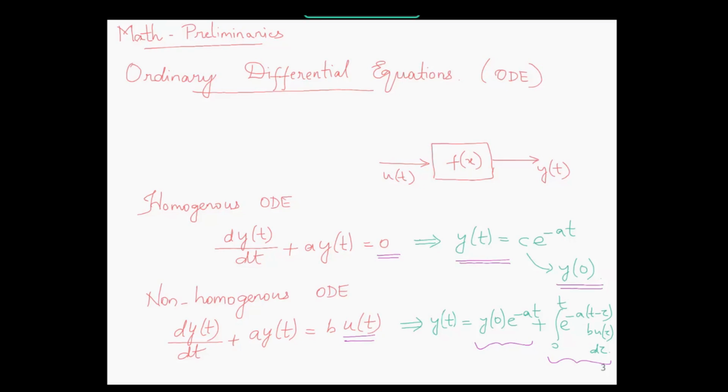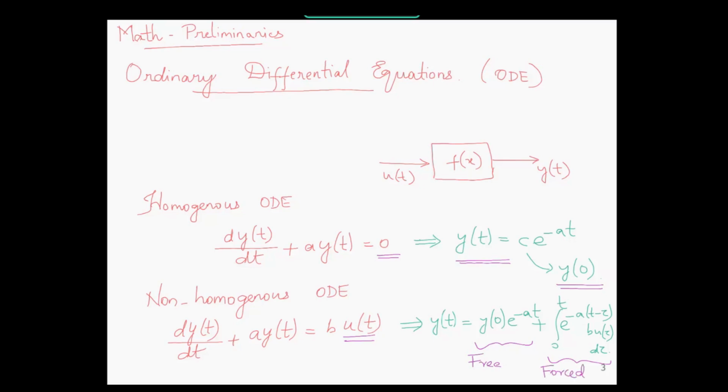And in case of a first order inhomogeneous or non-homogeneous ordinary differential equation, we have the first part due to the initial condition, that is called the free response. And there is a second part which is due to the input that we provide, that is called the forced response.